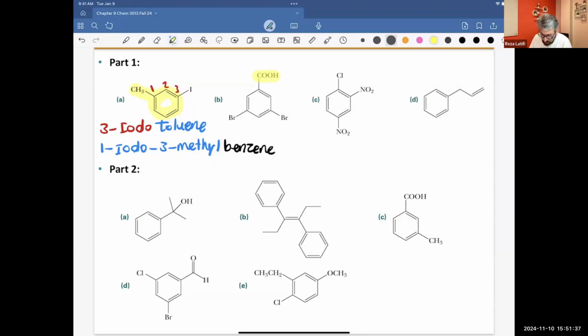Okay, here we have a carboxylic group attached to the ring. So the name for the parent will be benzoic acid, and you do have 2 substituents on it. So try to figure out the name for it. And next one, I don't have any functional group, so simply I will label them.